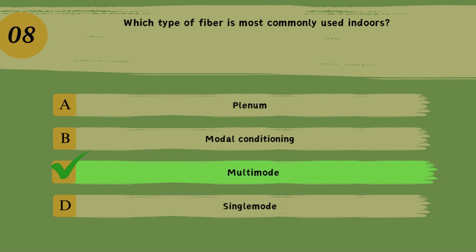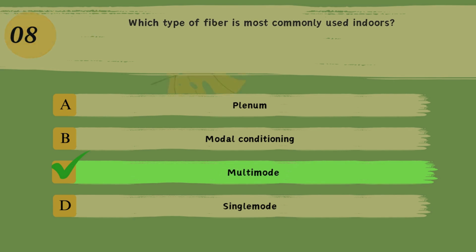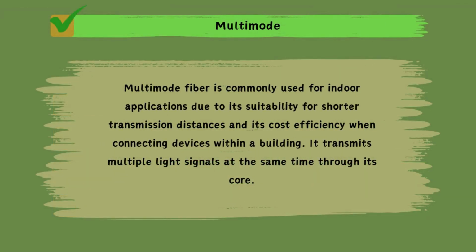Correct answer, C. Multimode. Multimode fiber is commonly used for indoor applications due to its suitability for shorter transmission distances and its cost efficiency when connecting devices within a building. It transmits multiple light signals at the same time through its core.